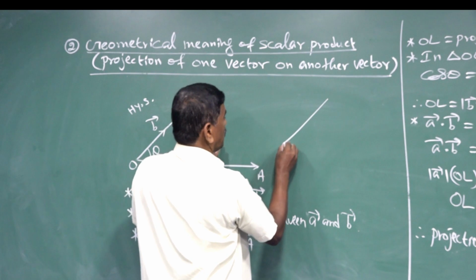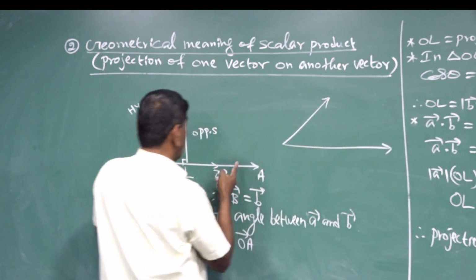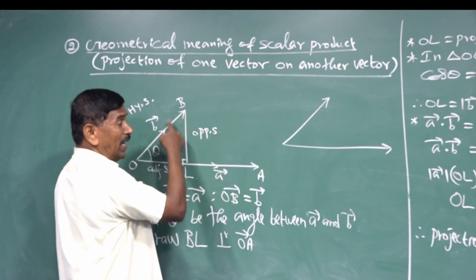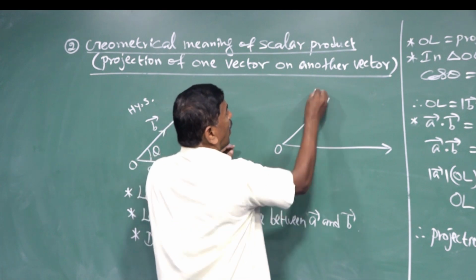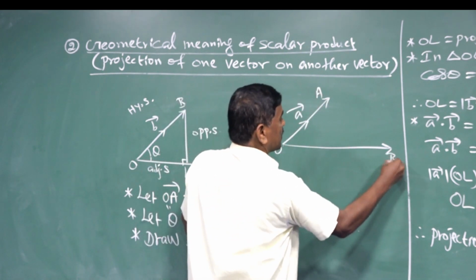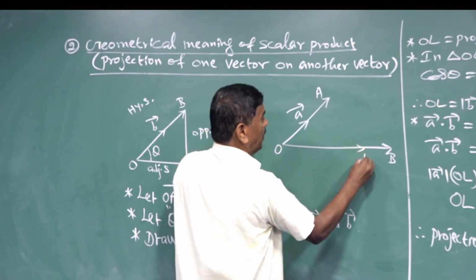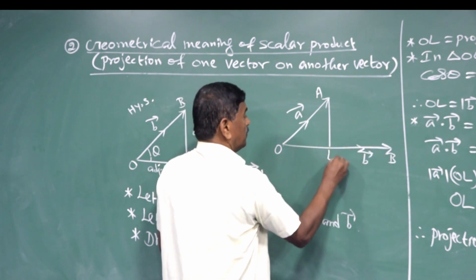Suppose, listen, for the second formula, this A and B can be interchanged. Which means, let O be the origin and let OA vector be equal to A vector. Next, let OB vector be equal to B vector. Now draw AL perpendicular to OB.